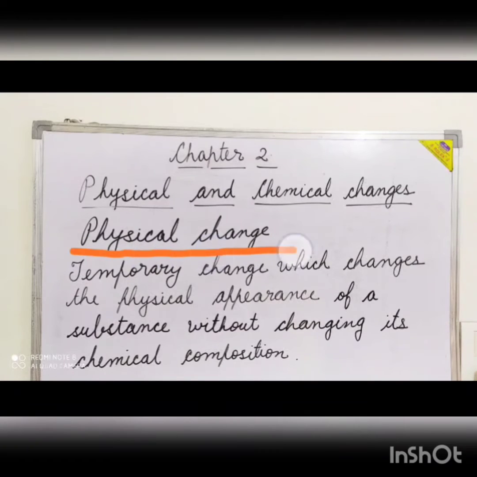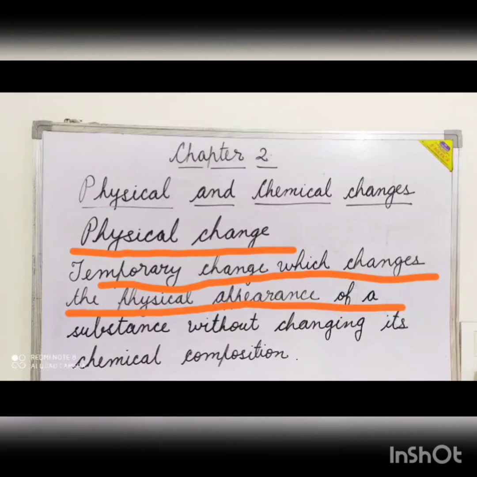Physical change. A physical change is a temporary change which changes the physical appearance of a substance without changing its chemical composition. In a physical change, the physical properties of a substance such as color, shape, size, and state might change, but no new substance is formed.